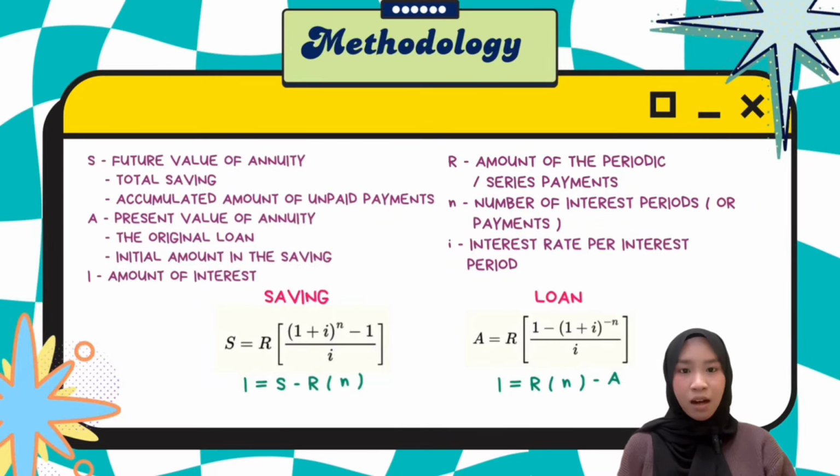Next, R is the notation for the amount of periodic or series payments. Capital N refers to the number of interest periods or payments. Lastly, small i is the notation for the interest rate per interest period.